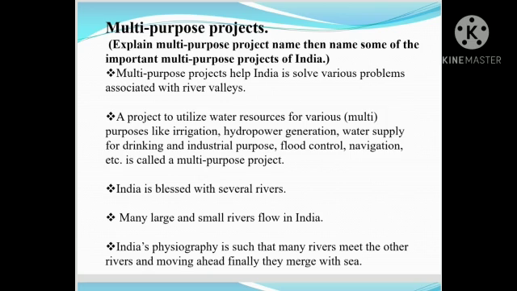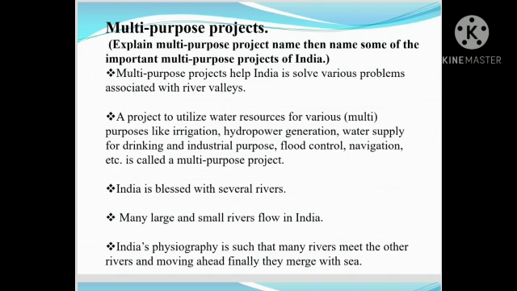Now about multi-purpose projects. Explain multi-purpose project. Name some of the important multi-purpose projects of India. Multi-purpose projects help India to solve various problems associated with river valleys. A project to utilize water resources for various purposes like irrigation, hydropower generation, water supply for drinking and industrial purposes, flood control, navigation, etc. is called a multi-purpose project.